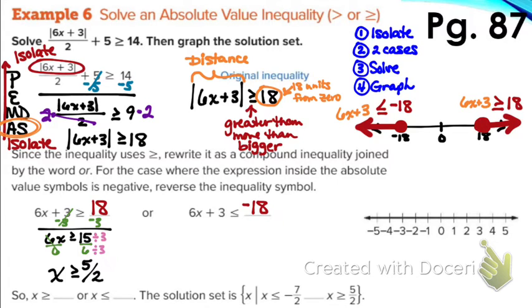So x is greater than 5 over 2, or I have to come over here and solve the other one to figure out the other possibility. What do I need to do over here if I'm going to get the x all by itself? Subtract the 3 again. What's negative 18 minus 3? Negative 21. And then what? Divide both sides by 6.